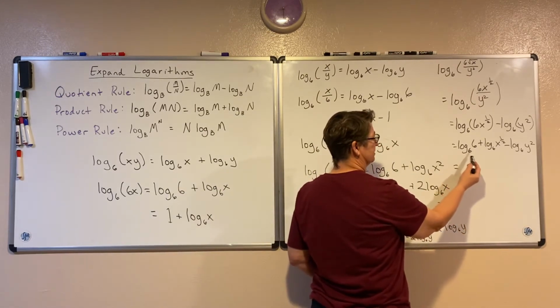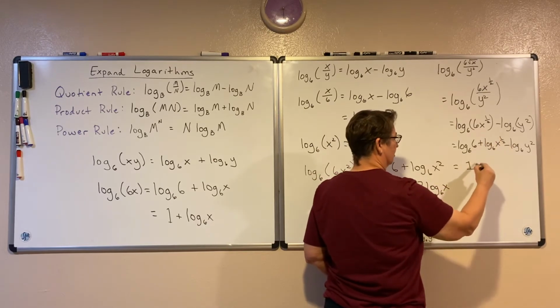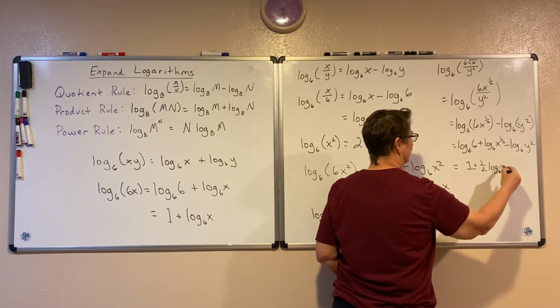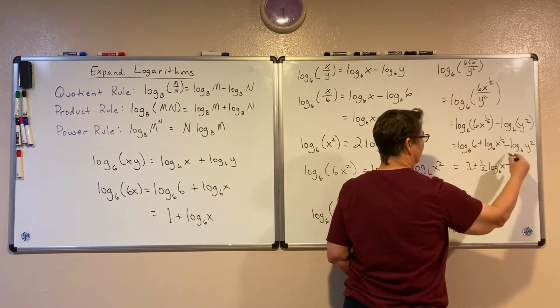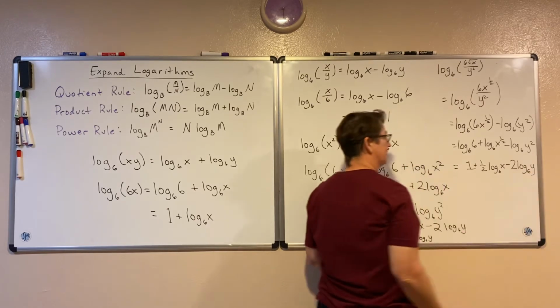So log base 6 of 6 is just equal to 1. This power can come out front so that it's multiplying times the log, and this power can come out front so it's multiplying times that log. I have now expanded that.